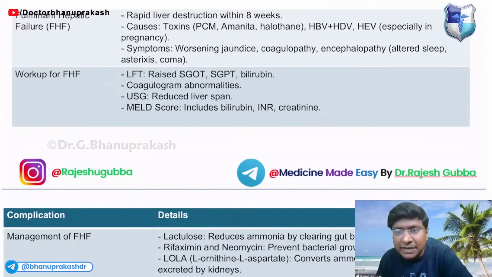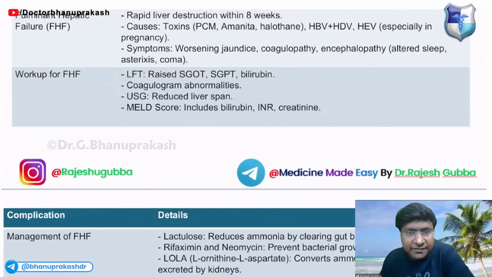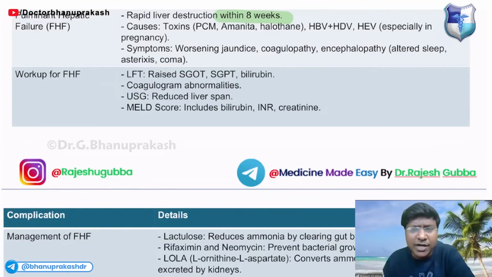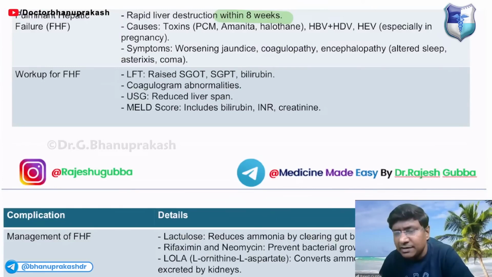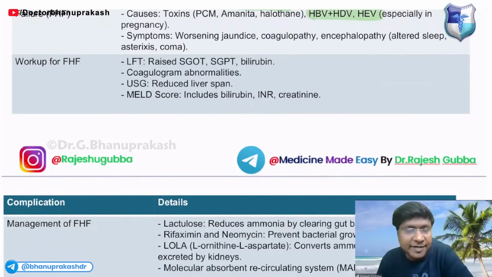One more important topic is fulminant hepatic failure. What is the criteria to call it fulminant hepatic failure? If there is rapid liver destruction within 8 weeks, that is called fulminant hepatic failure. What are the causes? You have many things: toxins and viral infections. Among the viral infections, the very important ones are hepatitis B and hepatitis D co-infection, and hepatitis E in pregnancy.